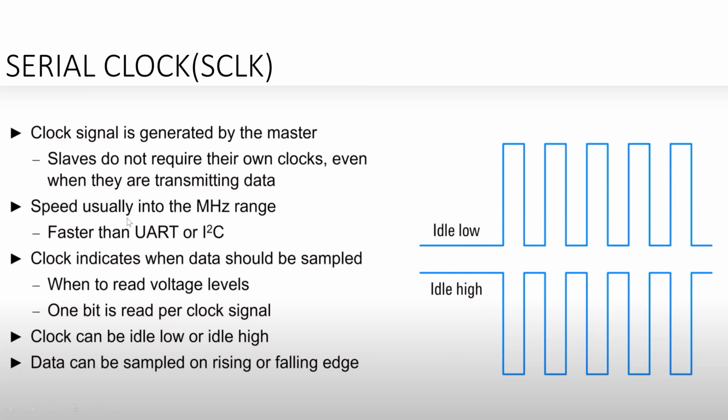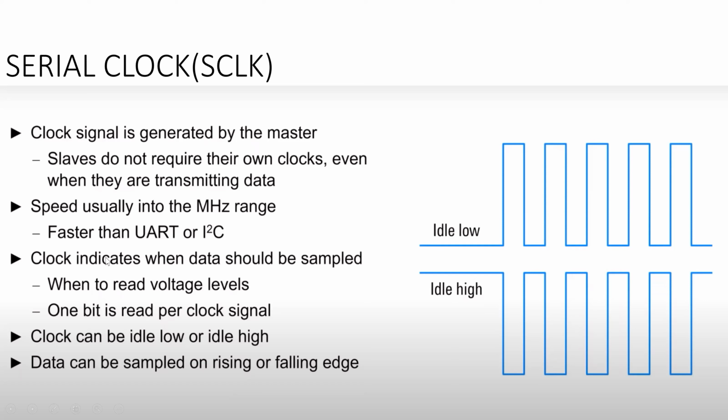Usually the clock generated by the master will be in the range of megahertz. Megahertz in the sense 1 million samples per second. With a clock in that range, the master will send 1 million bits of data per second. It has that capability. So it's usually faster than UART and I2C, and that's the reason why we are using this.